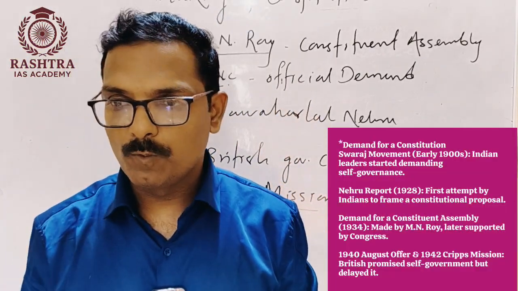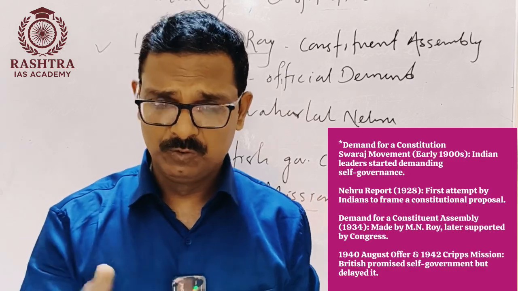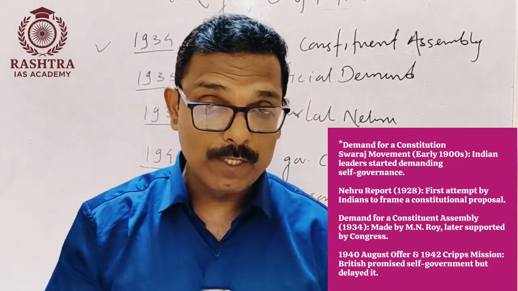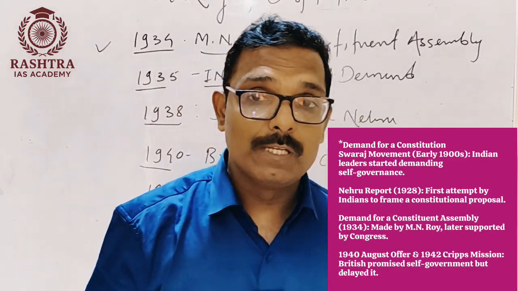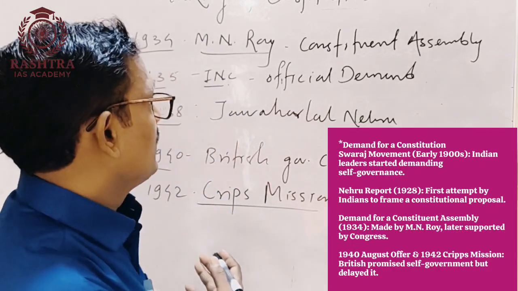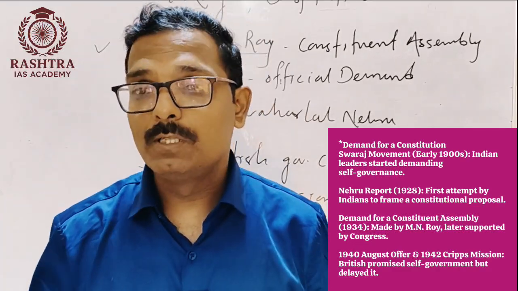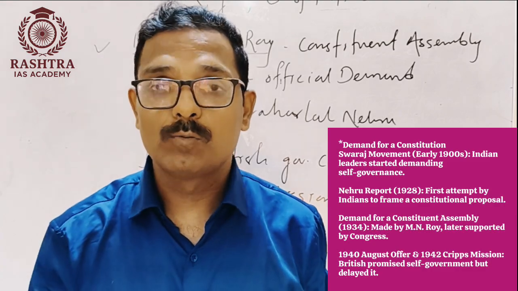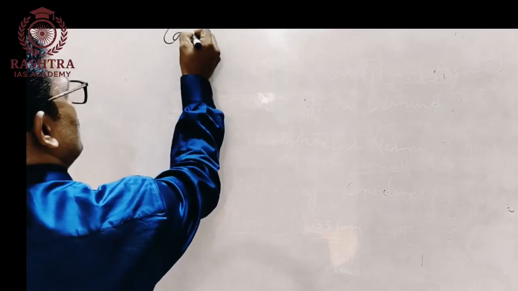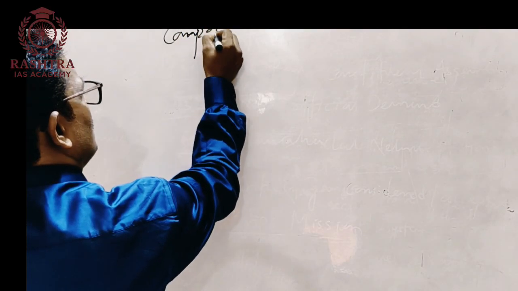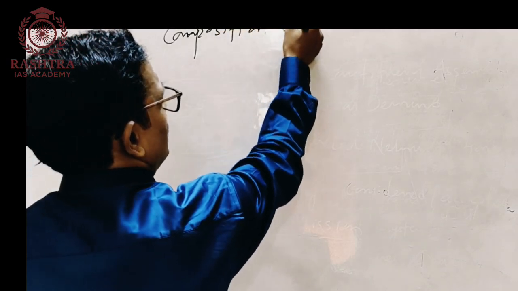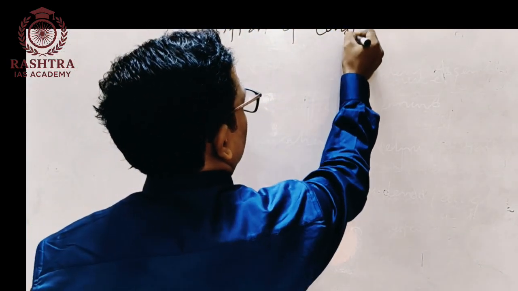Overall, these dates are very vital in India's constitutional history. From 1936 to 1942, and after these years, the election was officially announced to have the Constituent Assembly. So let's see the composition of the Constituent Assembly.